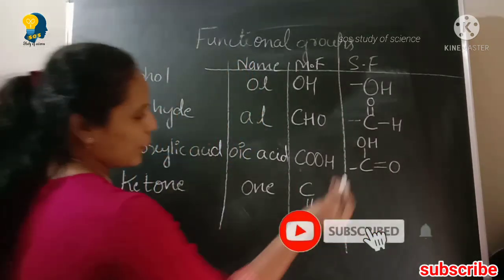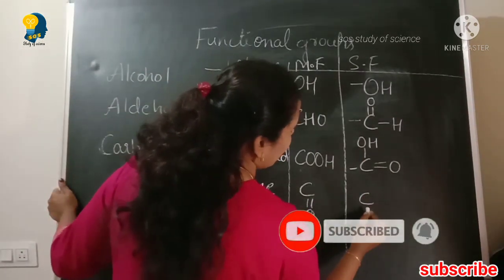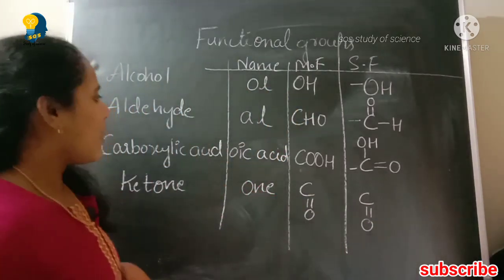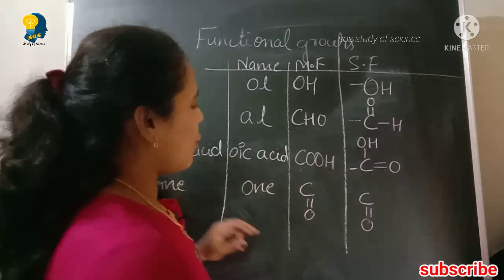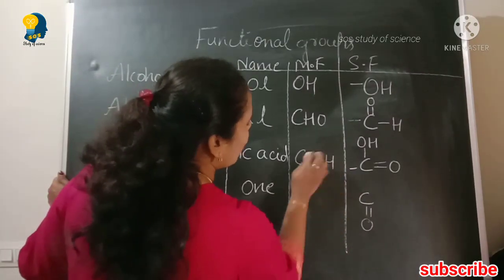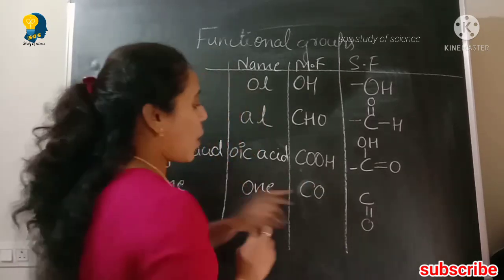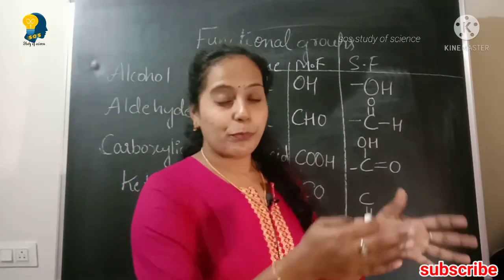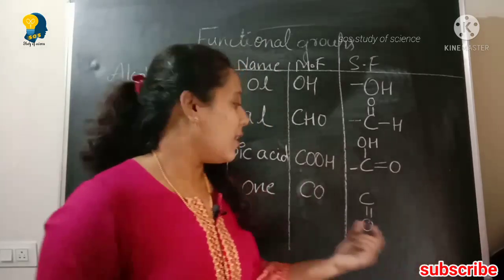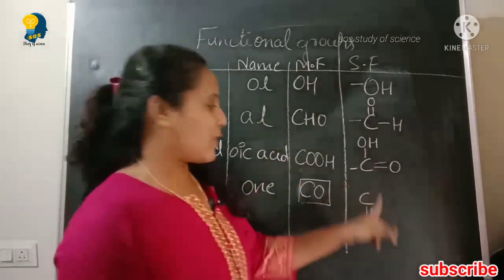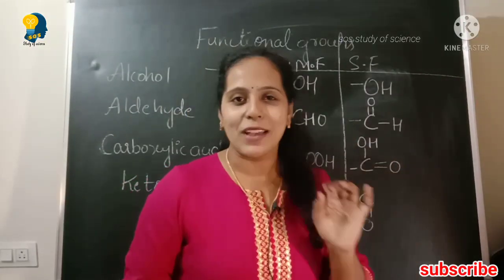In the case of ketone, as I told you, it will be represented by C double bond O in the structural formula. Extremely sorry, in the molecular formula, the ketone is represented by CO, not C double bond O. For example, when I write propanone, in that molecular formula, this ketone group will be represented by CO. In the structural formula, it is C double bond O, a slight correction.